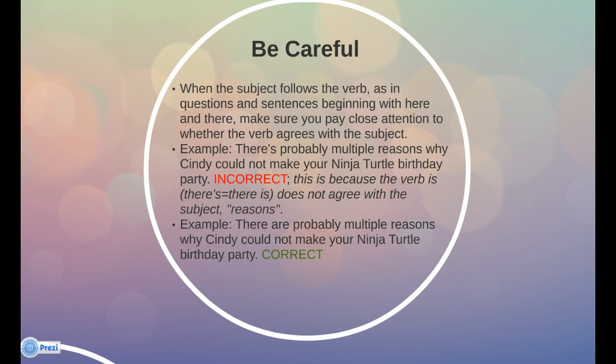Make sure you are careful when the subject follows the verb, as in questions and sentences beginning with here and there. Make sure you pay close attention to whether the verb agrees with the subject. For example, there's probably multiple reasons why Cindy could not make your Ninja Turtle birthday party. This is incorrect because the verb there's, which stands for there is, does not agree with reasons. It should be there are probably multiple reasons why Cindy could not make your Ninja Turtle party.